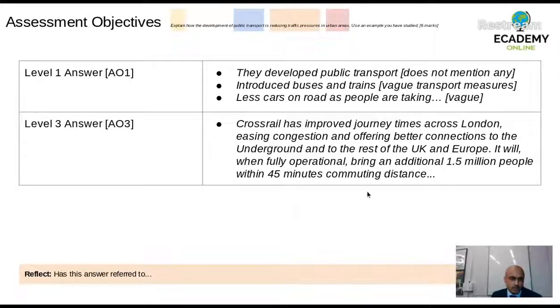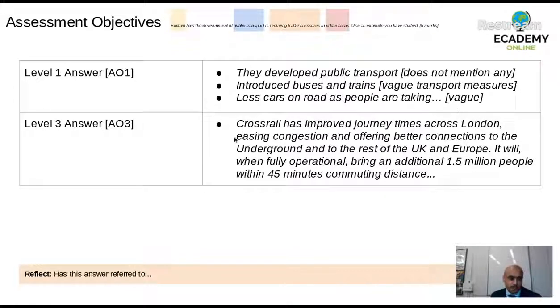So here are some examples of level 1 and level 3 answers. Level 1 answer: they develop public transport, but don't talk about any specifics. Introduce buses and trains, vague transportation measures. It's not really giving me much evidence that this candidate knows what they're talking about. Less cars on the road as people are taking X or Y. Again, too vague, not talking about specifics, not giving data to back up their answer.